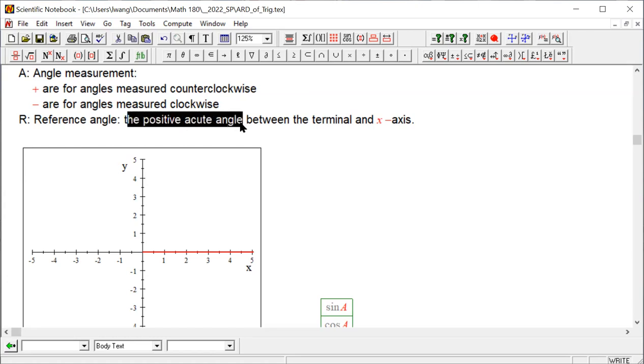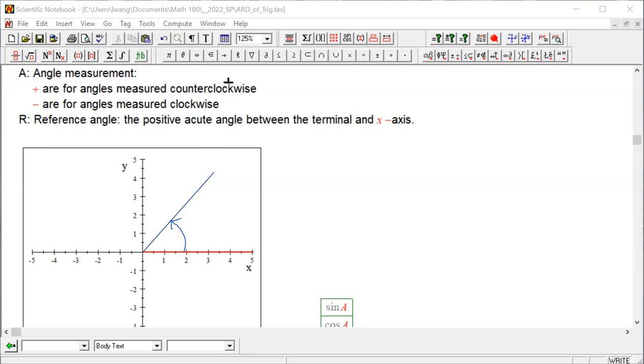Positive acute angle is basically the angle between 0 and 90 degrees between the terminal and the x-axis. All right, for example, suppose I measure an angle, of course from the standard position, in the first quadrant. If I measure this angle over here, it terminates, and the terminal is right here.